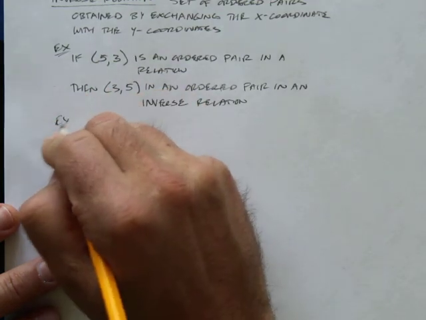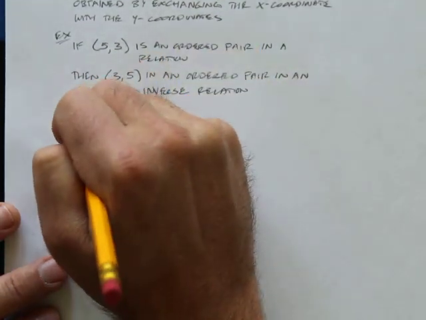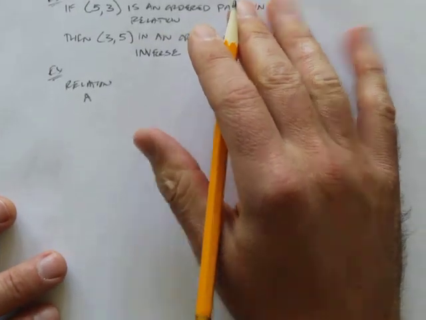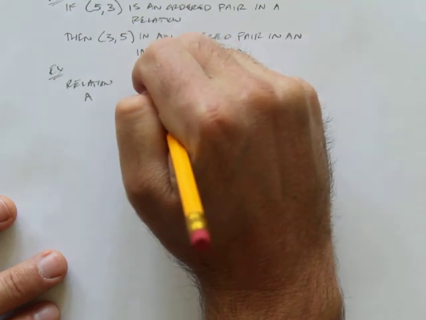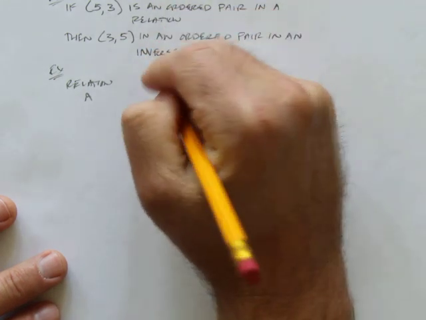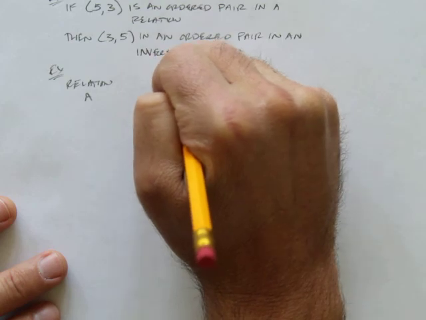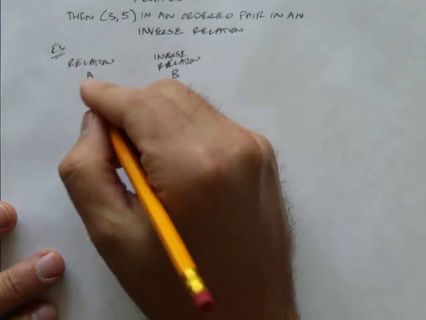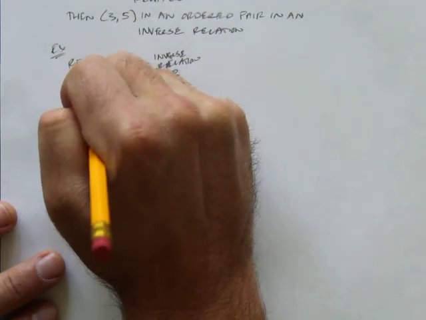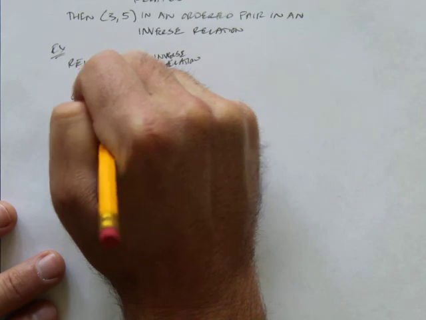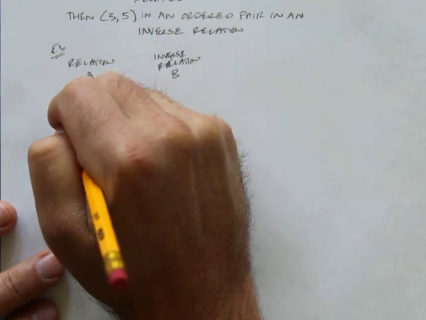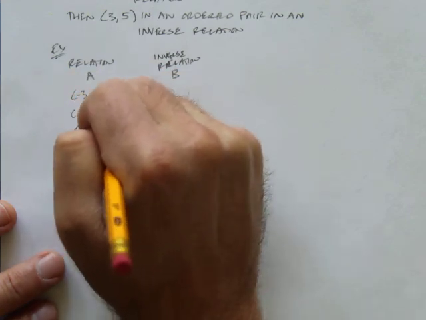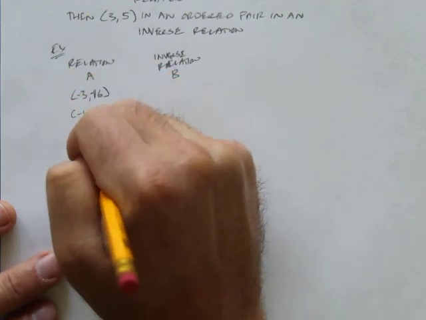So here's a further example. I've got relation A, and we're going to have an inverse relation. We're going to call that inverse relation B. And so here's A, I've got -3, -16, -1, 4, 2, 14, and 1, -5.